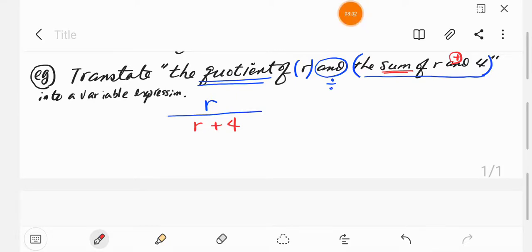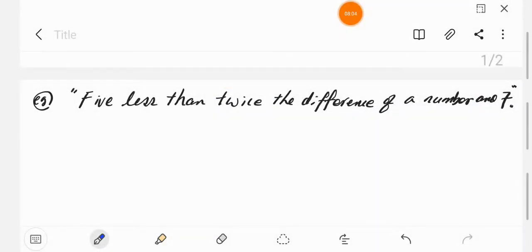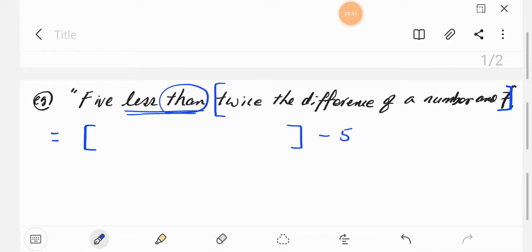Okay, let's try more. Let's translate this: 5 less than twice something. What is the expression for 5 less than? Remember, less than, right? If there is a word like that, then we write the second part first. So the second part, I don't know what that is, minus 5.